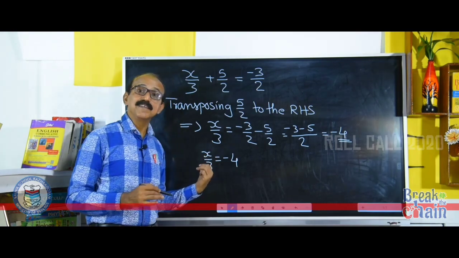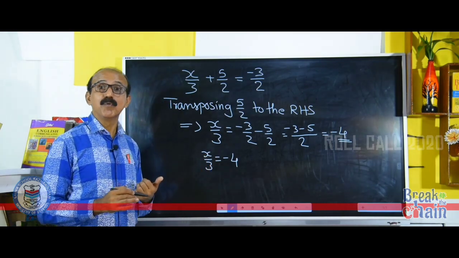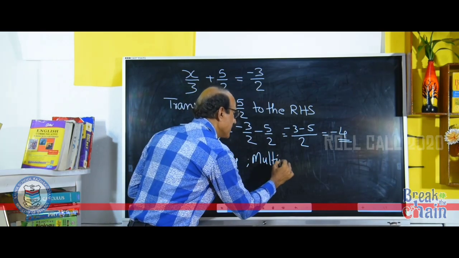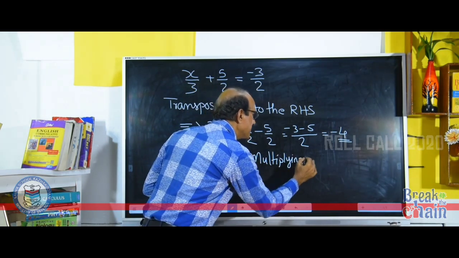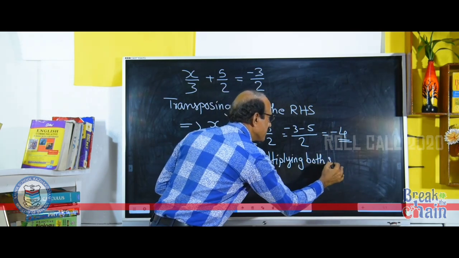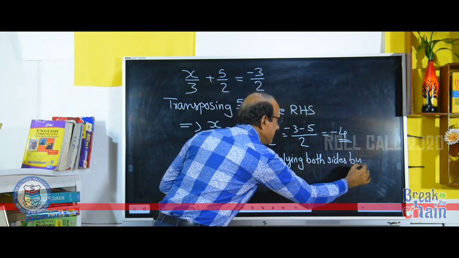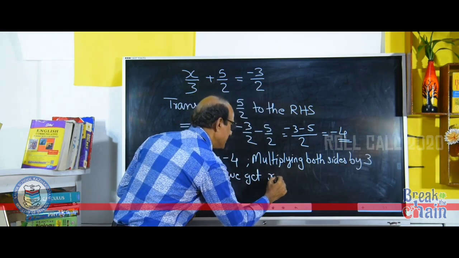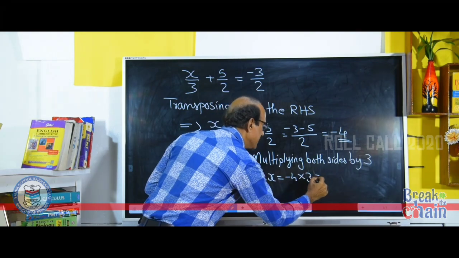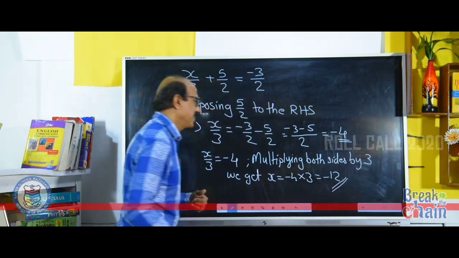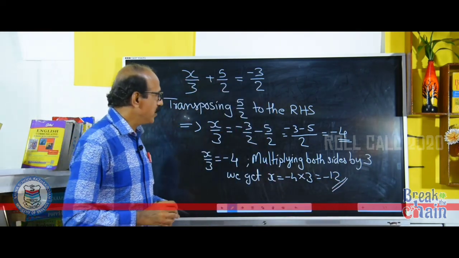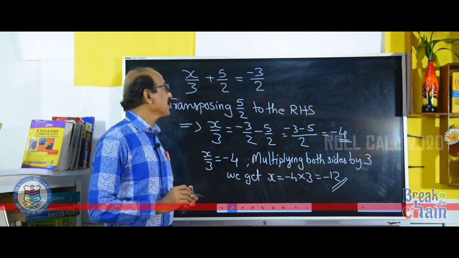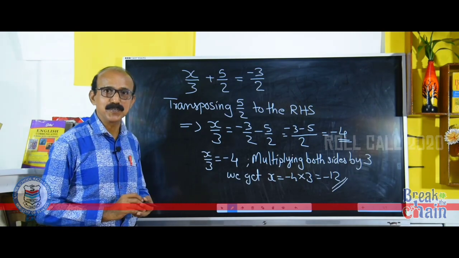Now to eliminate this 3, what we have to do? We have to multiply both the sides by 3. So multiplying both sides by 3, we get x equal to minus 4 into 3 is equal to minus 12. So x equal to minus 12 is the solution of the given linear equation x by 3 plus 5 by 2 equal to minus 3 by 2.